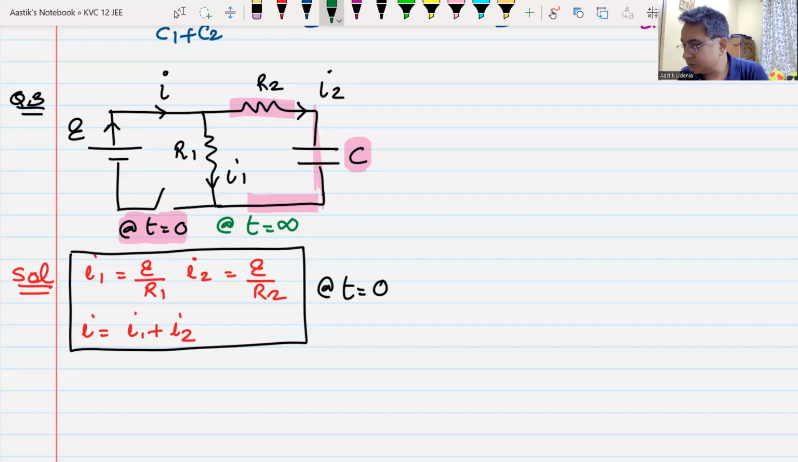At t is equal to infinity, after a long time has passed, how does the capacitor behave? It behaves as an open circuit. That means it will cut off the circuit. If the circuit gets cut off, the branch in which the capacitor is put gets cut off. Do we understand this?